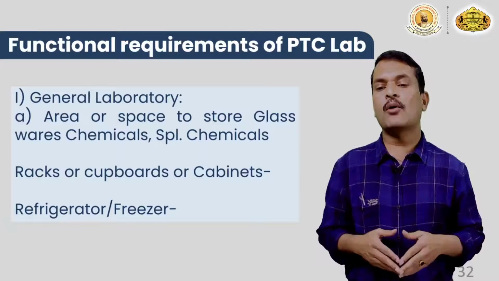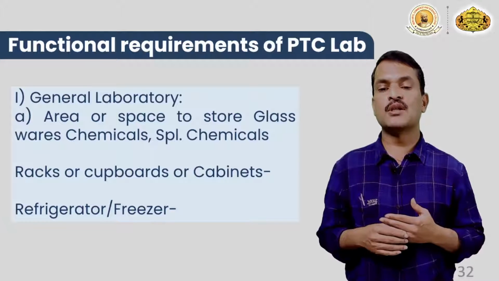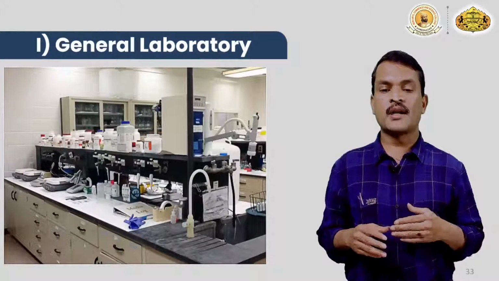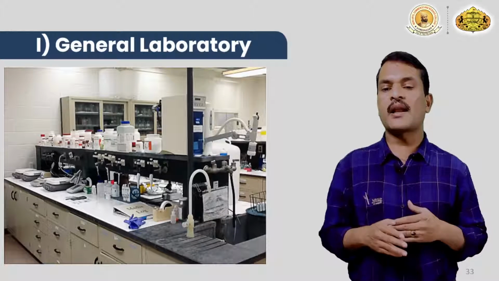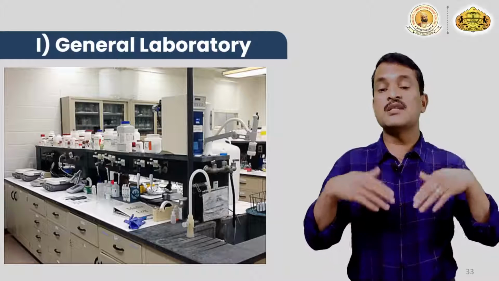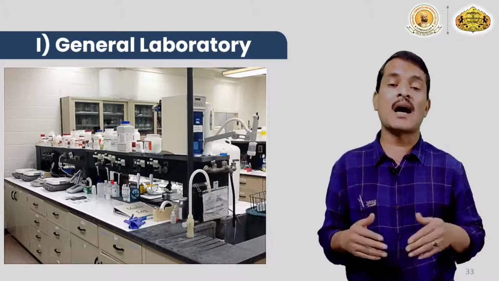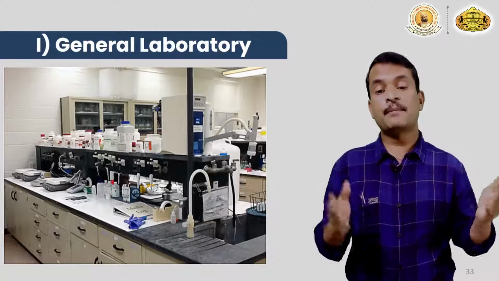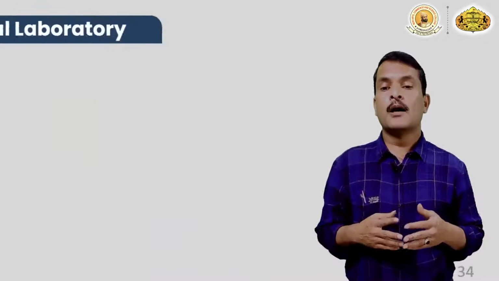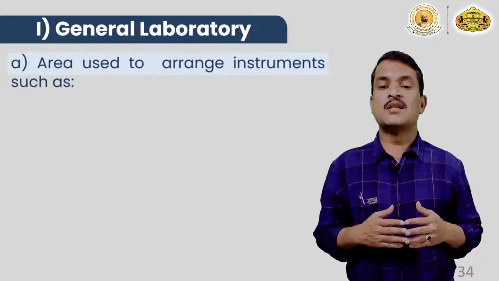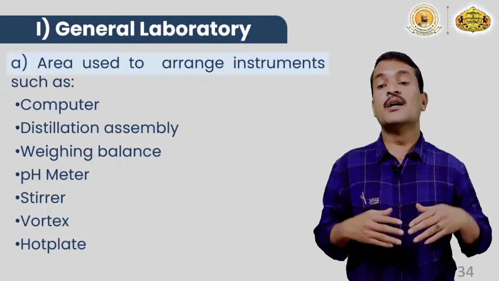So we need to arrange the instruments which are required for our plant tissue culture. In the general laboratory, you can see this kind of arrangement. The things are arranged properly so that they can be easily accessed, and because of that you will be able to use the things and the area efficiently. There is also a separate washing area you will be able to see in this photograph. In this general laboratory, we are going to use this area to arrange different types of instruments.